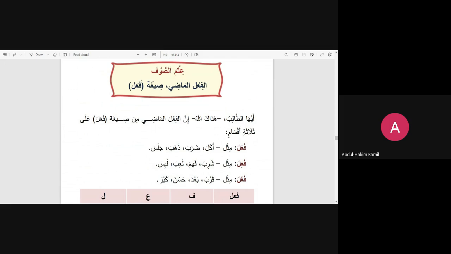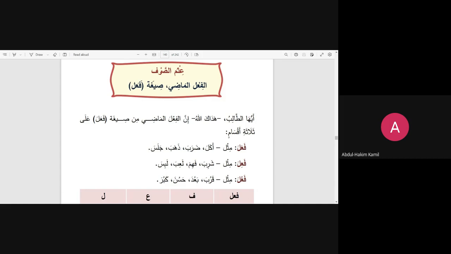The fa'ala scale is on 3 categories. Fa'ala, these 3 letters are used just as an example, as a scale to build on. It's not used for its meaning. It's just used as a scale, fa'ala, like dhahaba. Takallama, that's not fa'ala, that's tafa'ala. That's a different scale. Fa'ala is like what? Dhahaba. Akala. It's fa'ala.